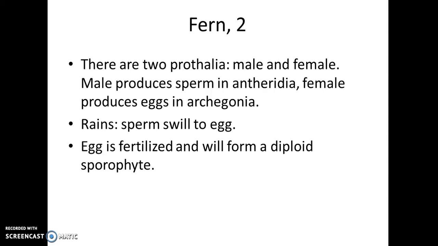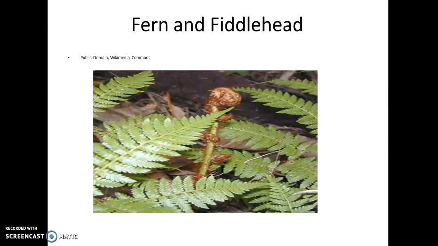You need rain, so the sperm still needs to swim to the egg. Sperm will swim to the egg. The egg is fertilized, forms a diploid sporophyte, which grows into a fiddlehead and a giant fern. That's a fiddlehead, and these are the ferns here.